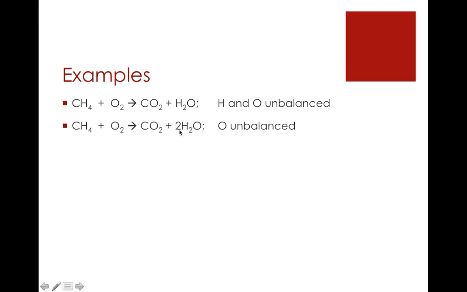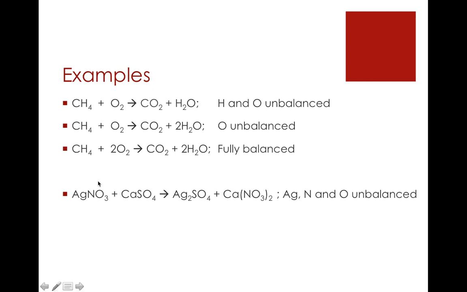So here, this is a coefficient. I'm adding a 2 in front of H2O, and that's going to make my hydrogen balanced, but my oxygen still unbalanced. Okay? At the moment, I've got 2 oxygens on the left, and I've got 4 on the right. So I'm going to add another coefficient, 2 in front of the oxygen, to make a fully balanced equation.